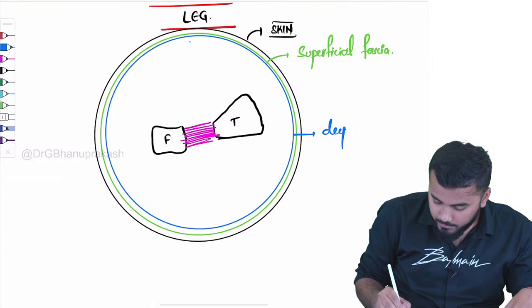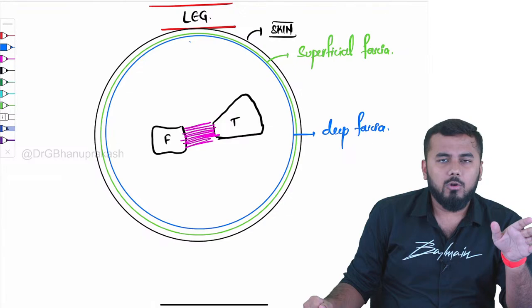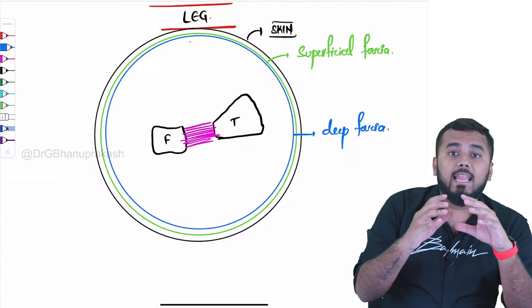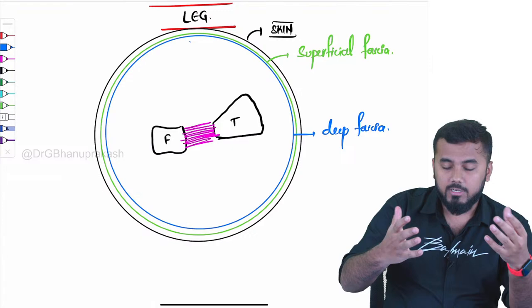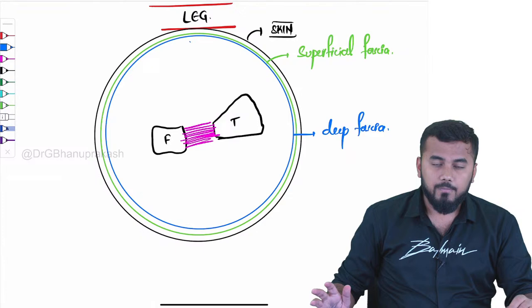Either it might be the upper limb or the lower limb, it doesn't matter. The deep fascia is the one which will divide the leg or the hand or the thigh, whatever it is, into compartments. In the thigh also we discussed, the deep fascia of the thigh is called fascia lata, I told you, which divided into compartments. Even in the leg also, the deep fascia is going to divide the leg into different compartments.